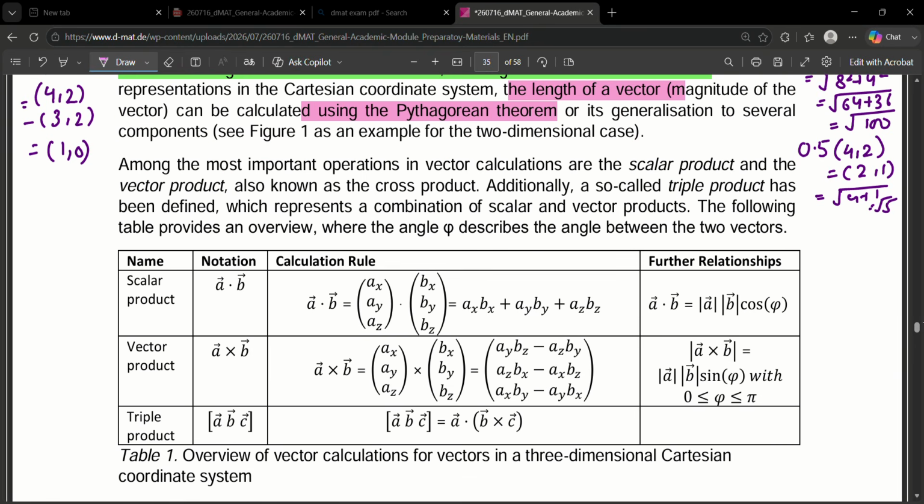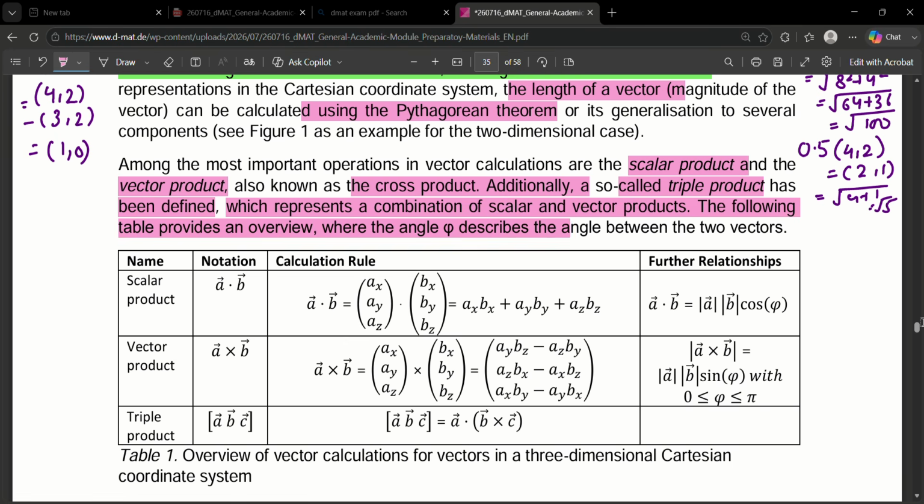Among the most important operations in vector calculation are the scalar product and the vector product. They are going to ask you mostly questions from the scalar product and vector product. Vector product is also called cross product; vector product and cross product are the same. Additionally, a so-called triple product has been defined, which represents a combination of scalar and vector product. So they can also ask you the question, what does the triple product represent? It represents the combination of scalar and vector products.